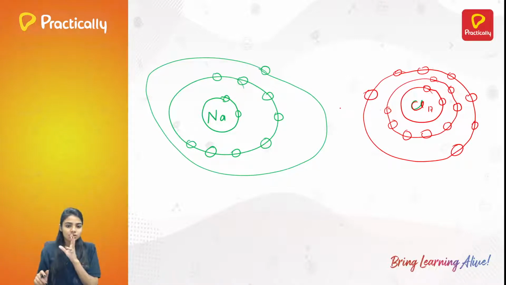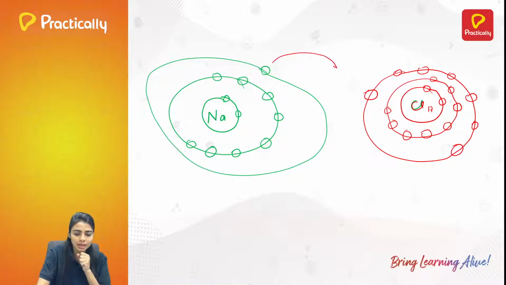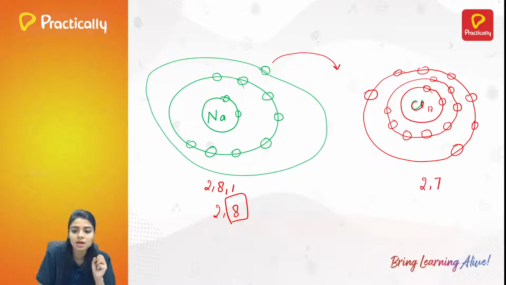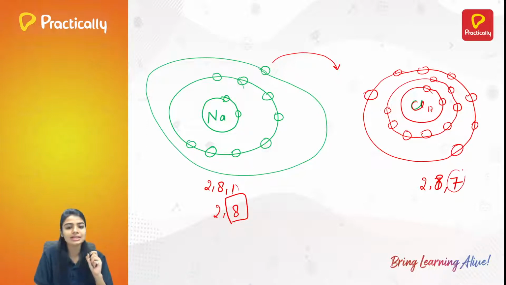So here, if you see this, sodium has 1 valence electron, chlorine has 7 valence electrons. Now if this sodium gives its 1 electron, it will become stable, because for stability it requires 8 electrons in the outermost shell. It should have a completed octet. Similarly for chlorine, if it gains this 1 electron, then it will have 8 electrons in the outermost shell. So the electronic configuration for sodium is 2, 8, 1 and for chlorine is 2, 8, 7. So there is one valence electron here and 7 valence electrons there.